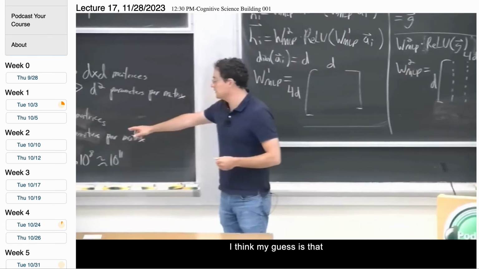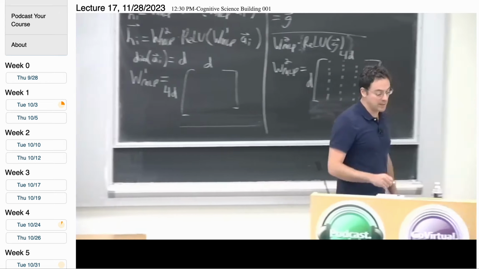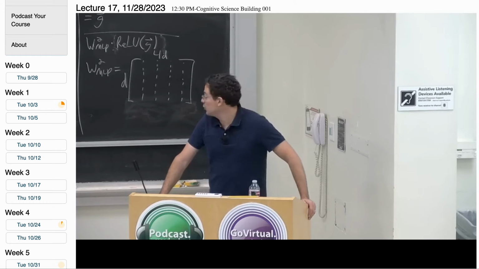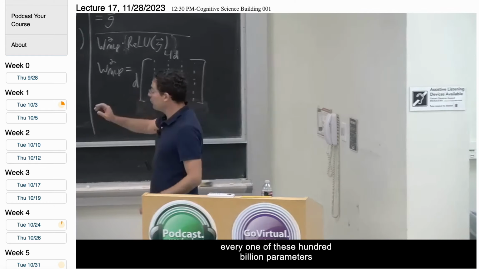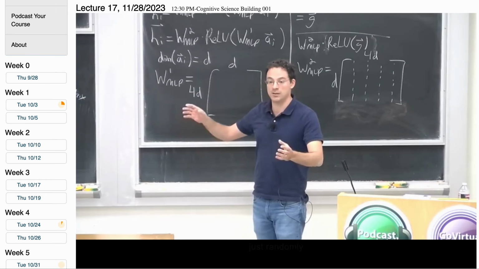My guess is that D is slightly larger for GPT-3. It's like 12,000 or something. That'll get us pretty close to 175 billion. Yeah. I mean, it was trained on a huge amount of data. And all these parameters, every one of these 100 billion parameters, has to be learned. Every single one. We initialize all these numbers randomly.